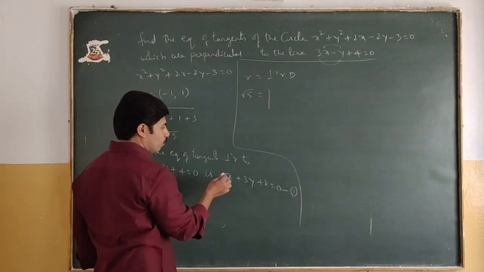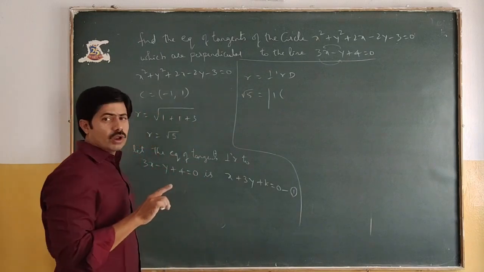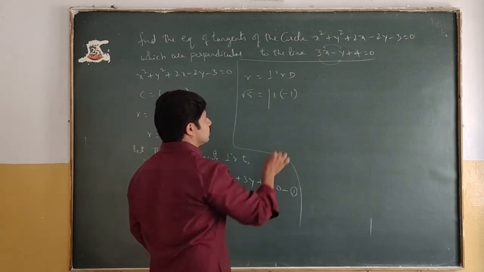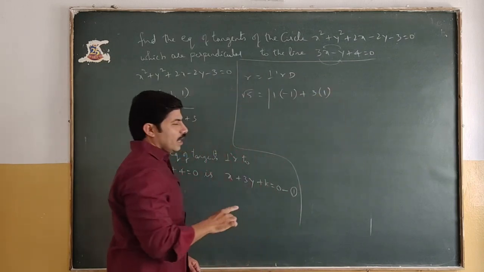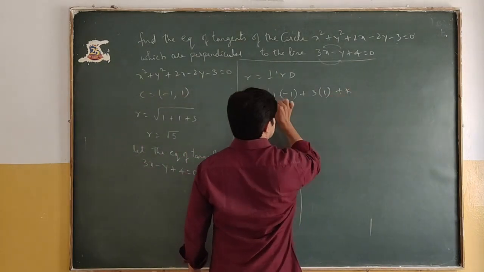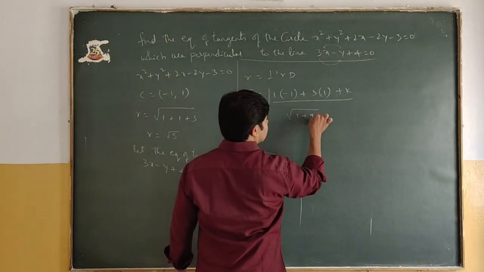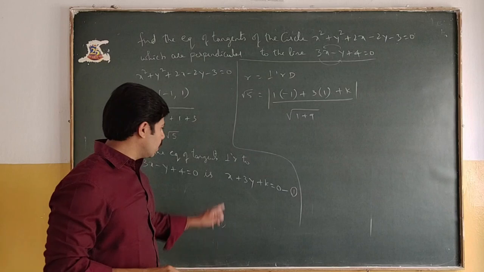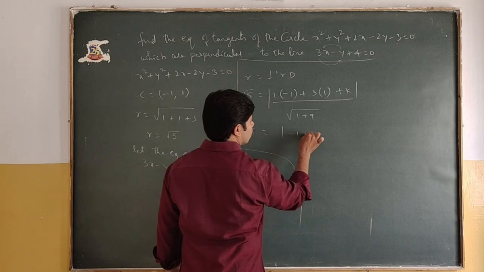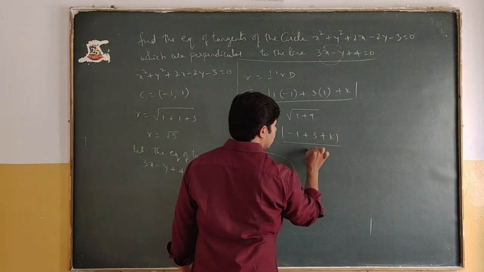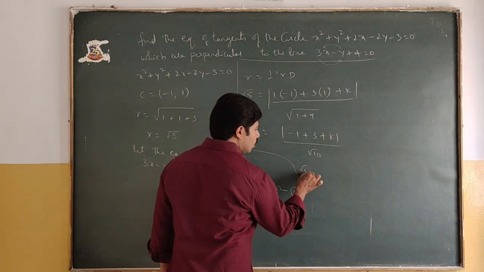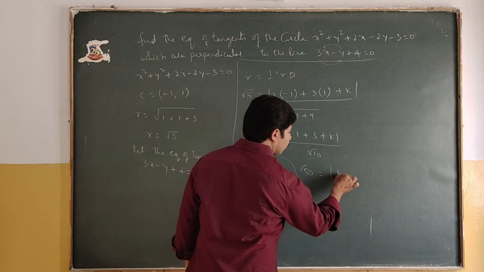Perpendicular distance is AX1, A value is from equation 1. 1 into x1, y1 is always the center, minus 1. 1 into minus 1 plus 3 into 1. AX1 plus BY1 plus C, C is nothing but K, by under root of A square plus B square. Okay, A square plus B square. So root 5 is equal to mod of minus 1 plus 3 plus K by root 10. So just cross multiply. Root 5 into root 10 will become root 50 is equal to mod of K plus 2.